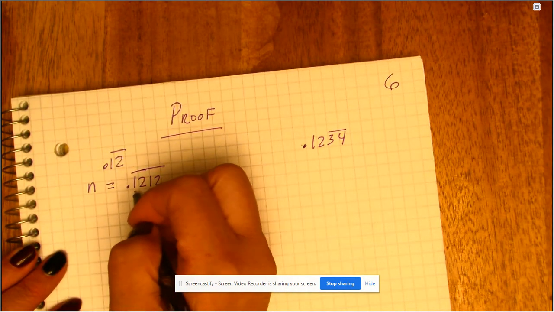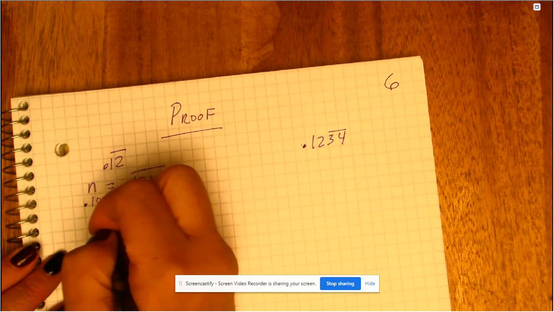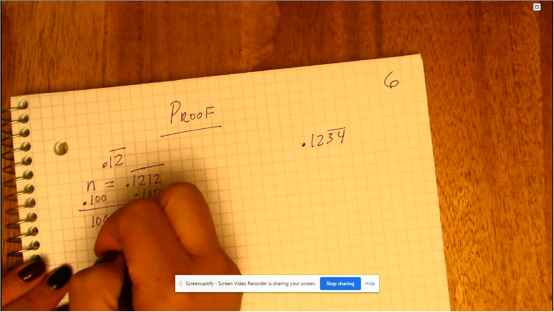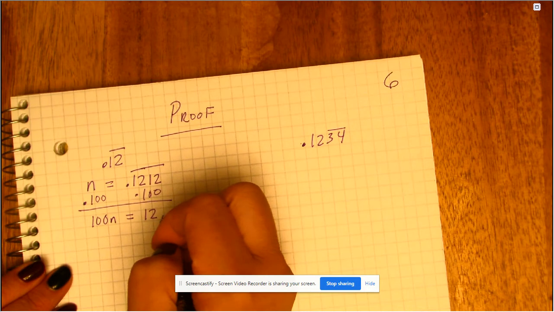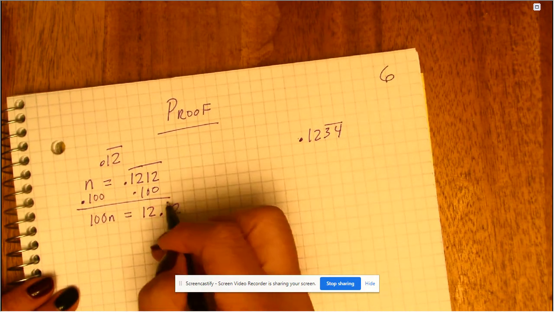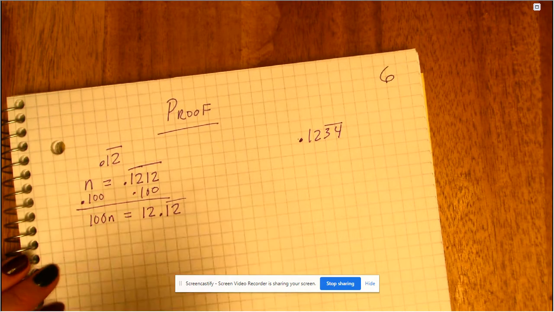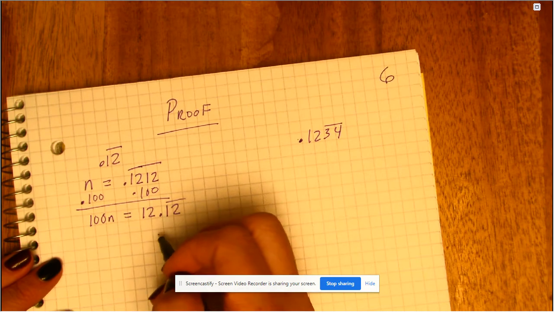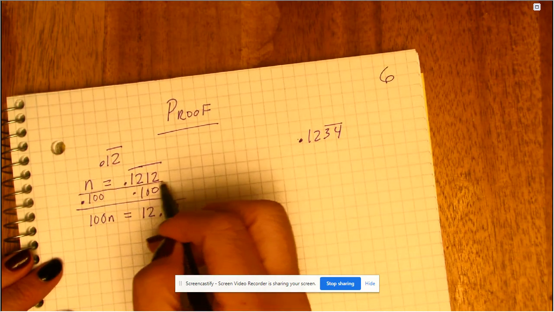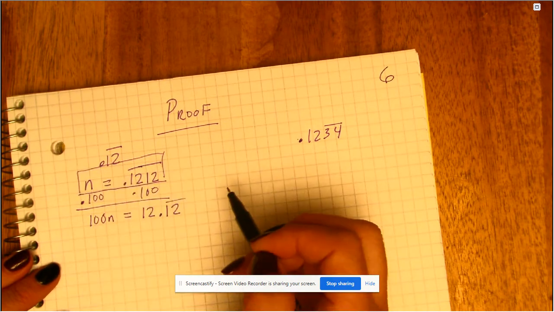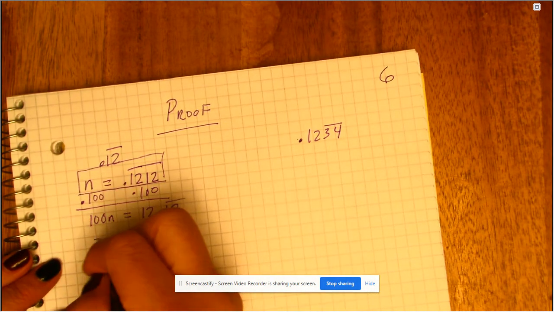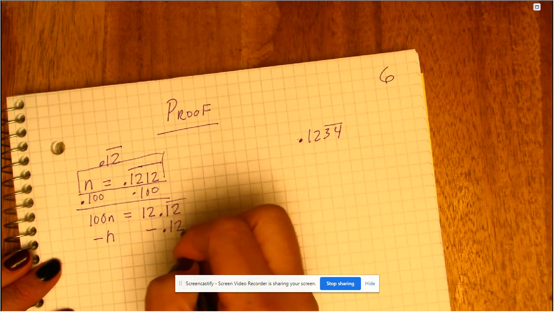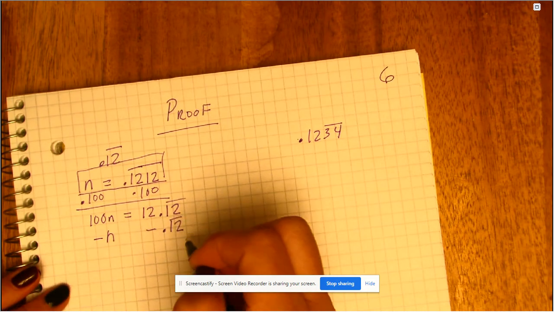Because the repetend is made up of 2 digits, I'm going to multiply both sides by 100. So this becomes 100n equals 12.12, and I still have the bar notation. Next, again, because this is algebra, I'm going to subtract the same value from both sides. Up here, I said that n and this decimal are equal, which means they're equal values. So I'm going to subtract n and subtract 0.12 into perpetuity.